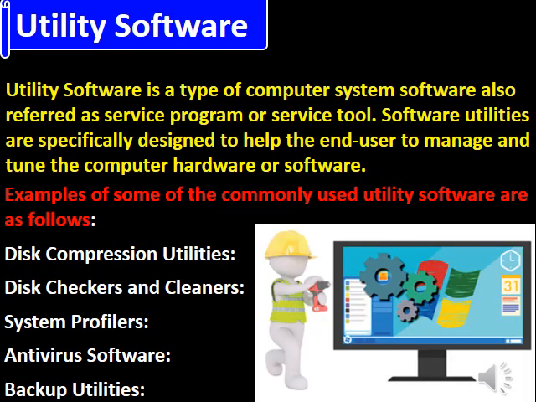Next is utility software. It is a type of computer system software, also referred to as a service program or service tool. Software utilities are specifically designed to help the end user to manage and tune the computer hardware and software. Some examples of commonly used utility software are disk compression utilities, disk checkers and cleaners, system profilers, antivirus software and backup utilities. These are basically used to enhance the functioning of the computer.